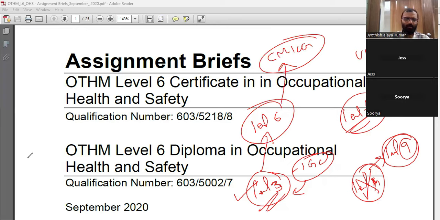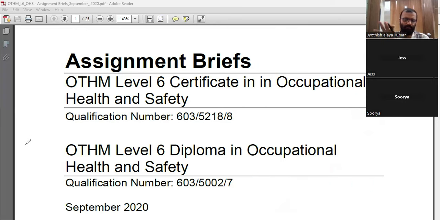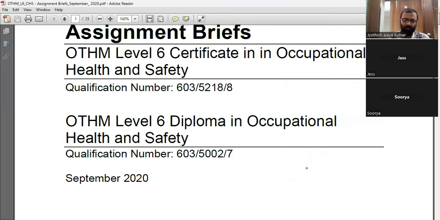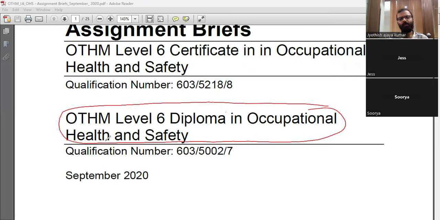This much you don't need to remember. I'm just telling you the basic understanding of what the level 6 degrees are, because now you are eligible for level 6 qualification and can thereby pursue your certified membership. Now we'll be discussing OTHM level 6 in occupational health and safety.